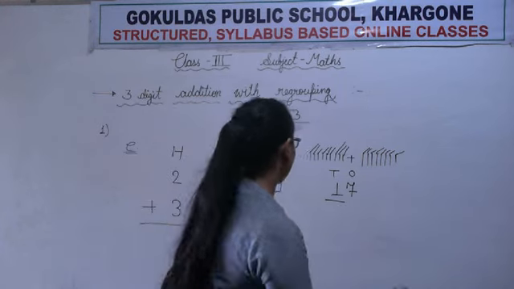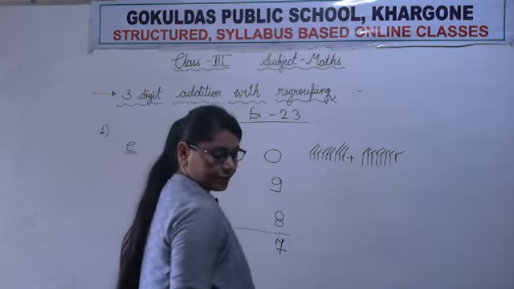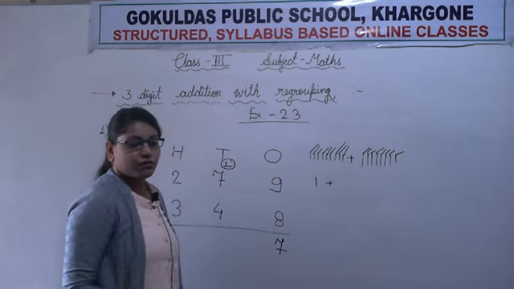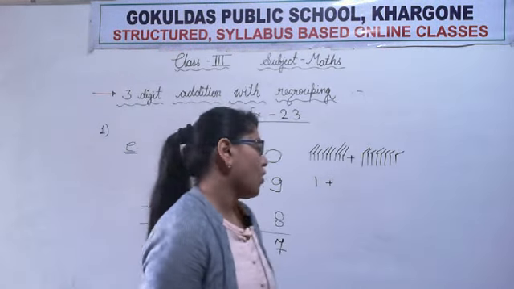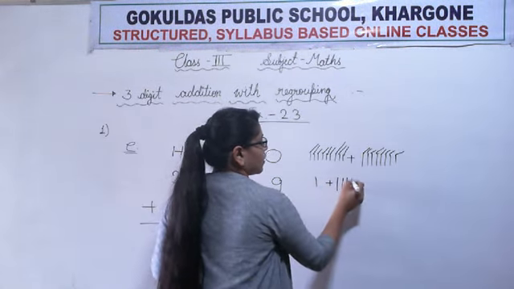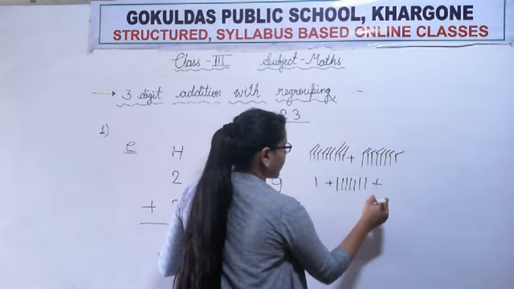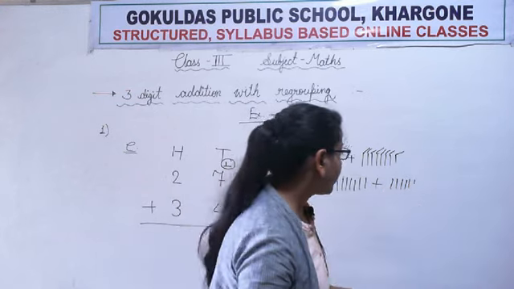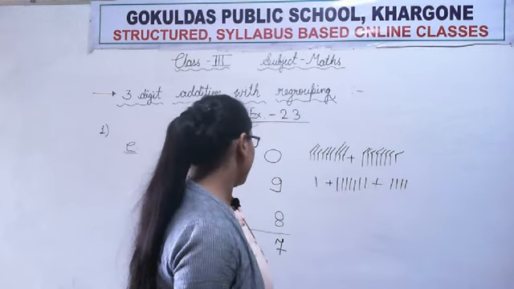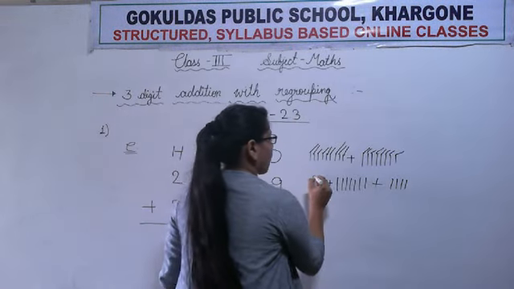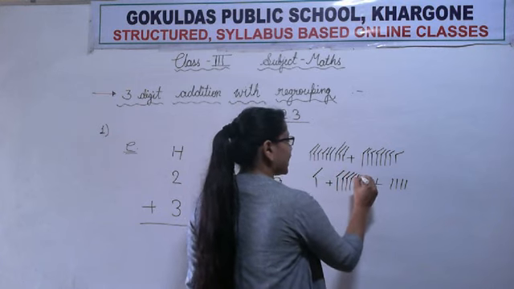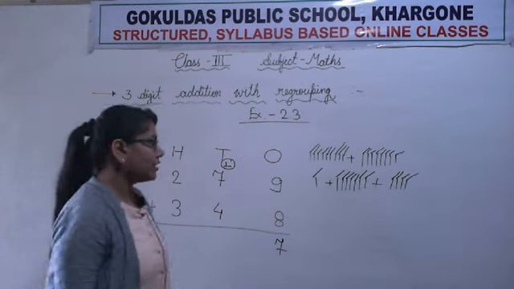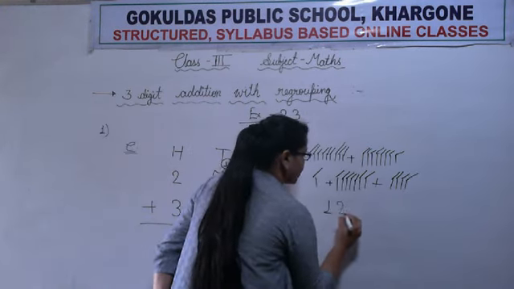Now let's add the tens column. We will start from the first one, which is the carry, and the carry is 1, so we will draw 1 stick for it. Now the next number is 7, so we will draw 7 sticks for it. Now the next number is 4, so we will draw 4 sticks for it. Okay, now let's count how many sticks there are. 1, 2, 3, 4, 5, 6, 7, 8, 9, 10, 11 and 12. 12 sticks are there. So our answer is 12.